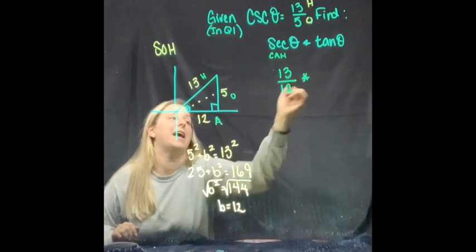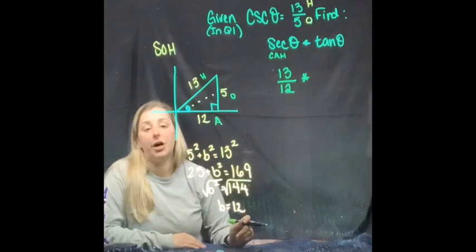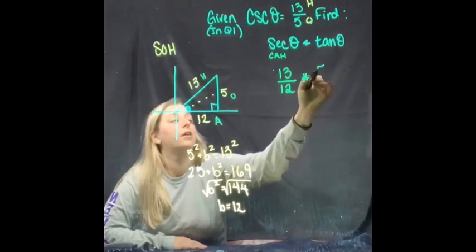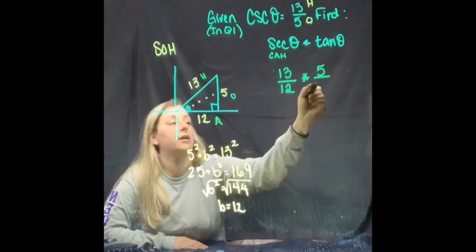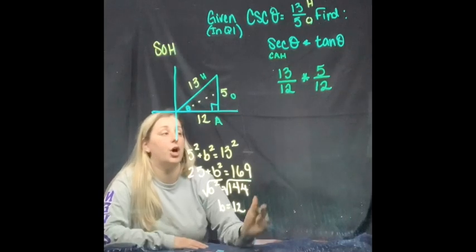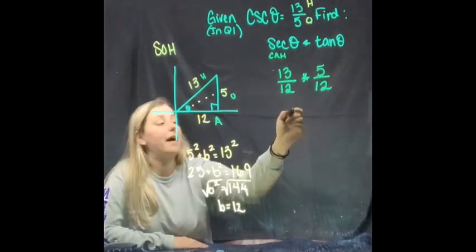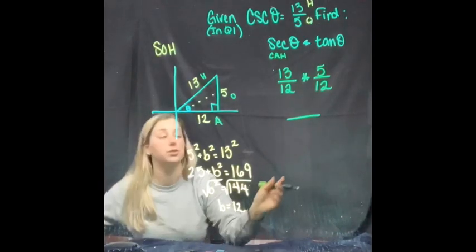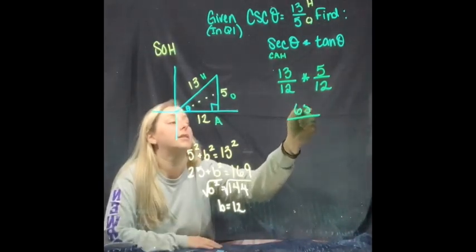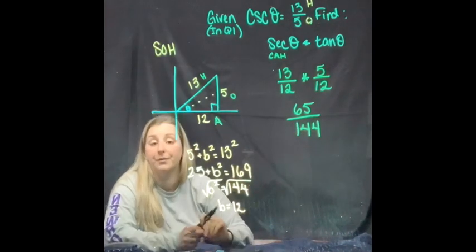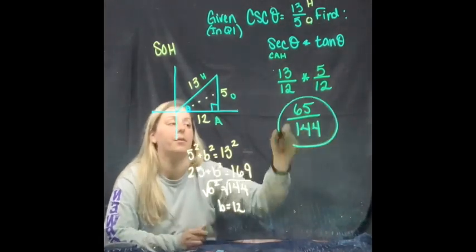And we want to times that by the tangent. Tangent is TOA, so that's opposite over the adjacent. The opposite here is 5 over the adjacent 12. So now we want to multiply these. We know 13 times 5, and then 12 times 12. Okay, so here we should have 65 over 144. Right, and that would be the answer to this problem there.